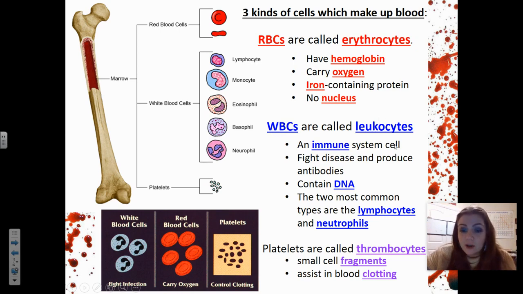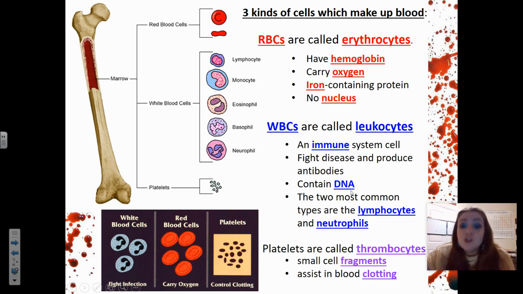They're the immune system cell. They fight disease and produce antibodies. So the antibodies that fight off viruses, or fight off the wrong kind of blood if you get it, contain DNA. Notice red blood cells don't contain DNA because DNA is contained in a nucleus. If they don't have a nucleus, they don't contain DNA.